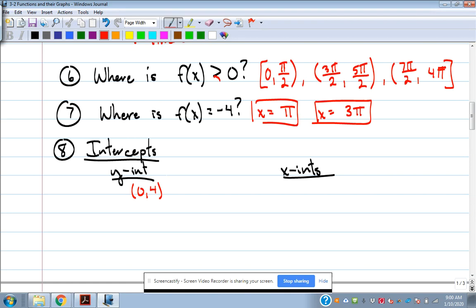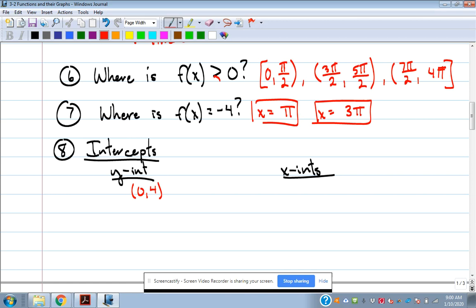Now, here's where it sometimes gets confusing in this section: when are you talking about an ordered pair, and when are you talking about an interval? We're talking about intercepts. Those are places, one single spot. So those are ordered pairs. Be careful and don't confuse ordered pairs and intervals, even though they look very much the same. You've got to be careful about which one you're talking about.